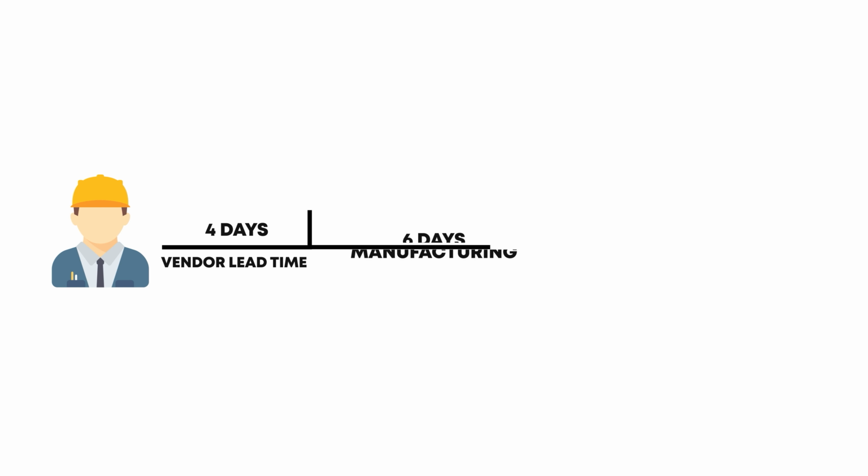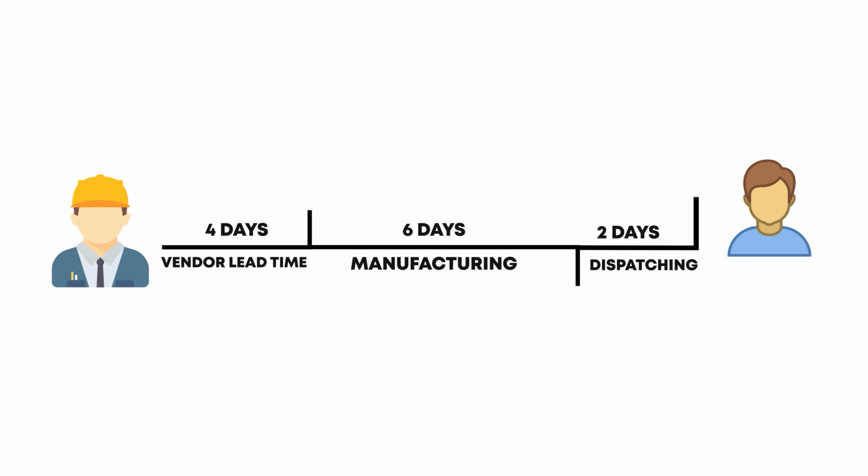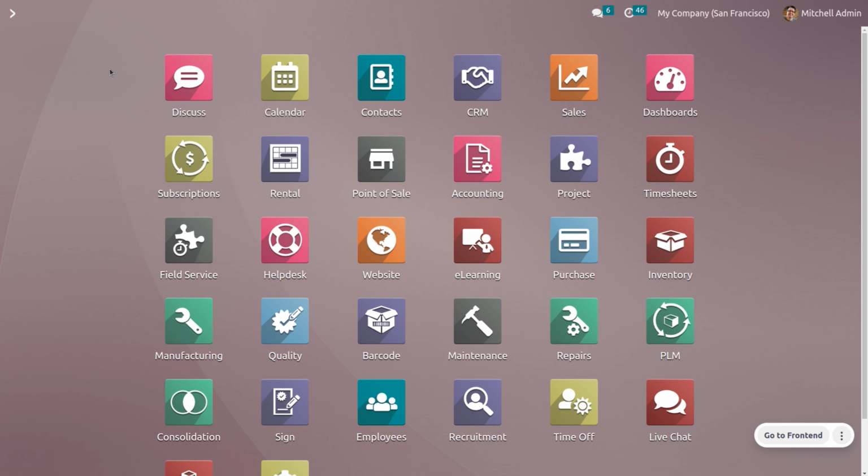So in total, we have 4 days as the vendor lead time of the components, 6 days for the manufacturing of the product lamp, and finally 2 days to dispatch the product from the manufacturing location to the customer location. With simple math, it takes 12 days to finally receive the product in the hands of the customer. So let's see how we can manage this in Odoo.